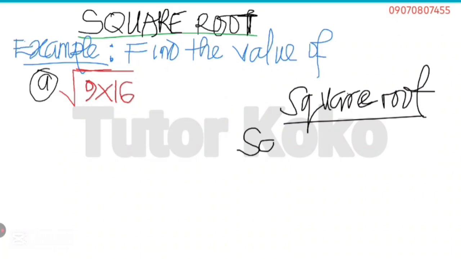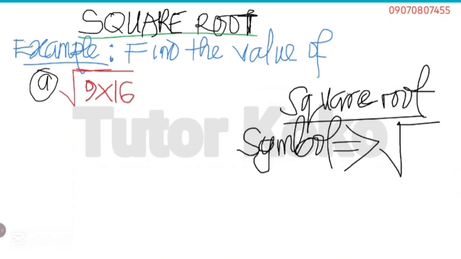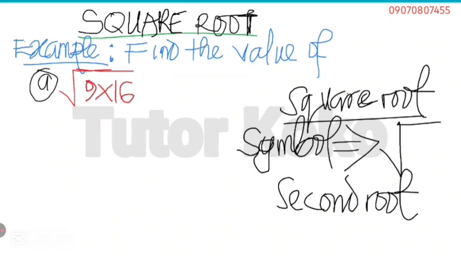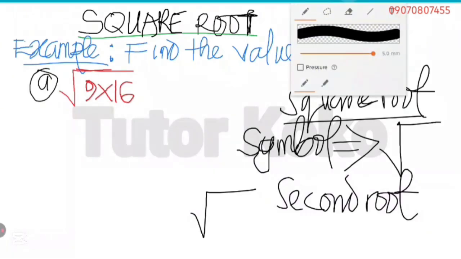All right, so let's start with the symbol for square root. The symbol for square root is usually like this. When you see anything like this, it means what? Square root. And some also call it second root. You can also call it what? Second root. So anywhere you see this symbol, just know that it means square root or second root.